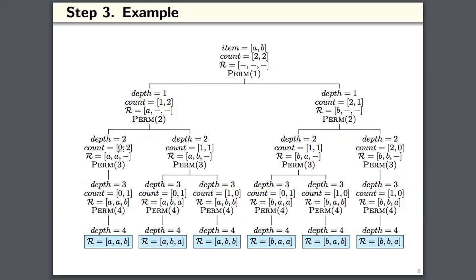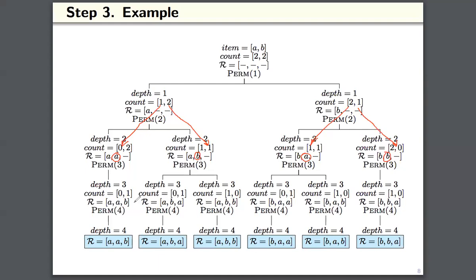If you assign A, the count of A decreases by 1. If you assign B, the count of B decreases by 1. Make sense? Similarly, if you assign A here, B here, the count decreases by 1, respectively, of A and B. And similarly, what happens here?